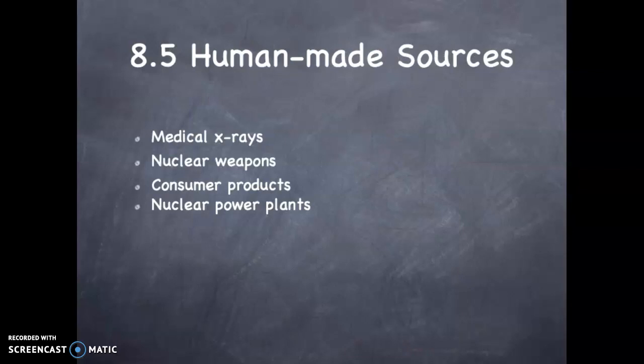Human-made sources of radioactive material. They come out of medical X-rays, nuclear weapons, consumer products, and nuclear power plants.